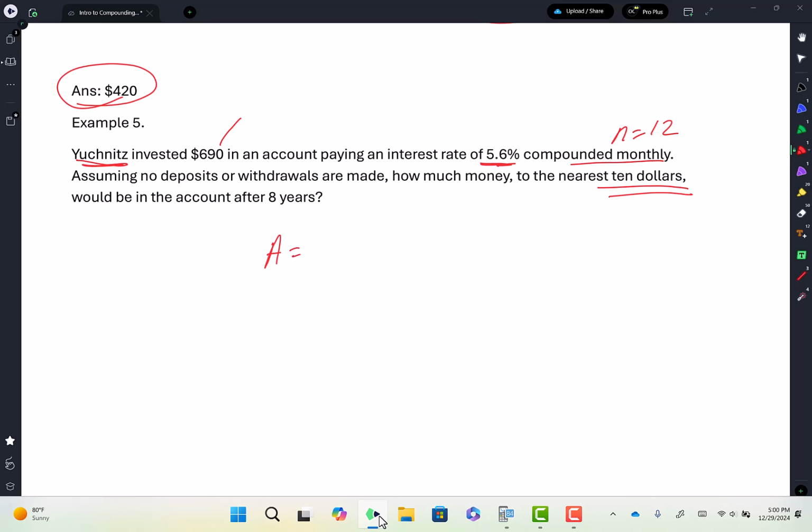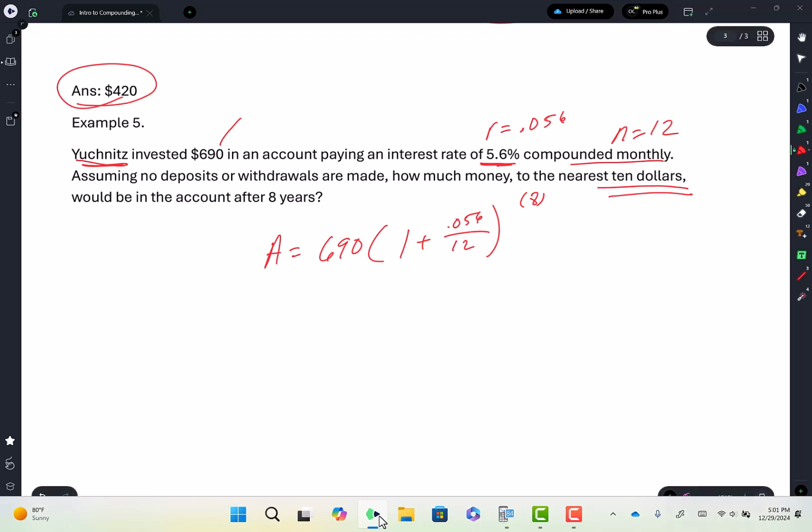And here we go, guys. Amount equals 690, parenthesis 1 plus the rate, which was 5.6%. So get rid of that percentage symbol at the end and move the decimal 2 times to the left. So 0.056. So 0.056 divided by 12, because it's compounded 12 times, raised to the power 12 times 8. And I put n instead of 12. 12 times 8. All right, so there we go.